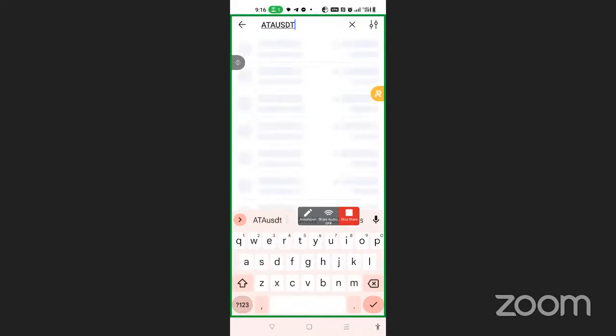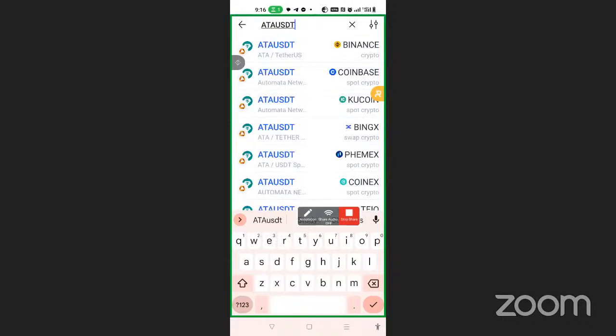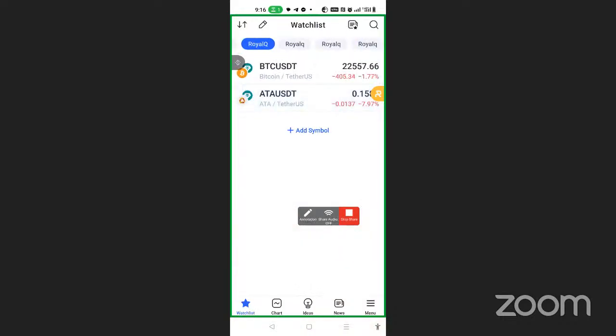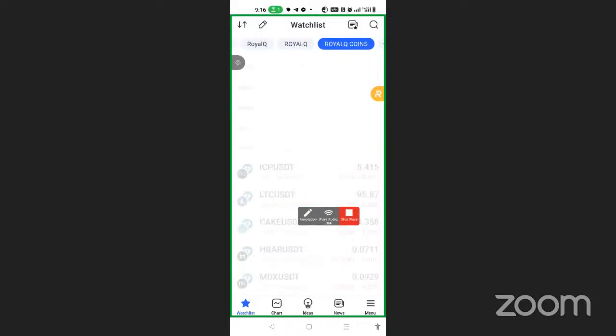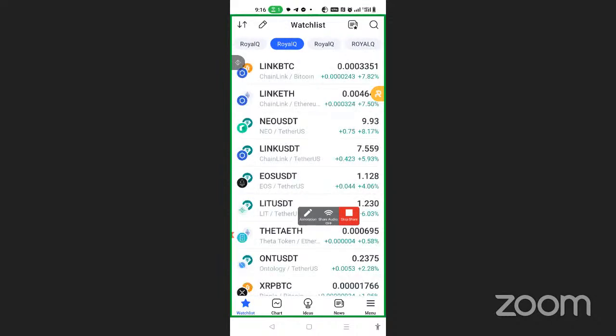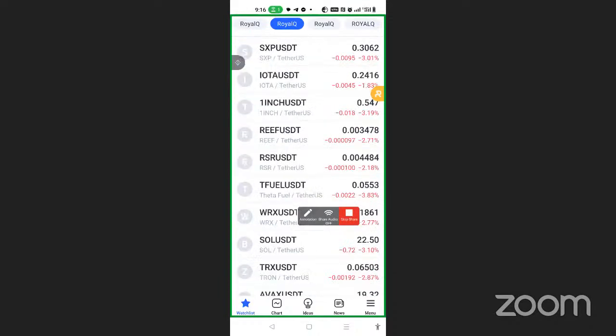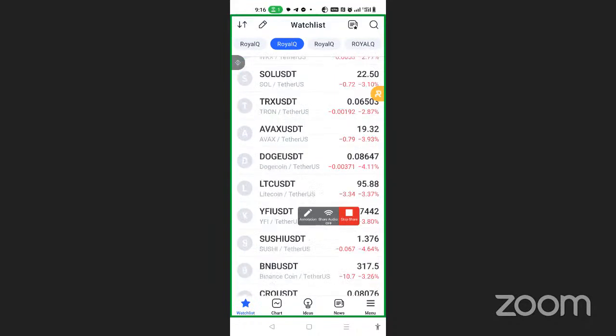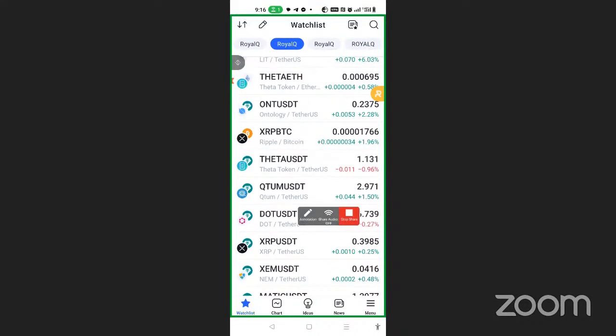So you list all the coins and make sure you are choosing Binance if you're using Binance, or Huobi if you're using Huobi. So you list all the coins like I've done, and at the end of the day, your list will be as long as mine after you have done that step.